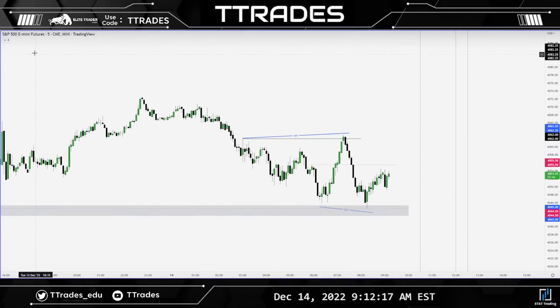Right now, I'm on ES1 exclamation point, which takes the current contract, which is currently in March of 2023. So it'd be ESH 2023. And since the open interest is higher on the 2023 contracts, that is when you would roll over.